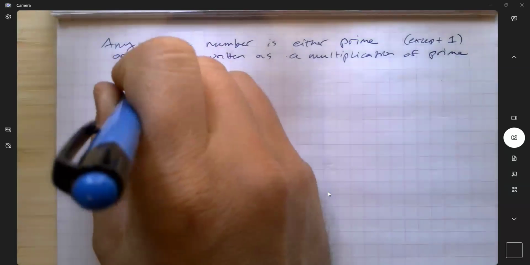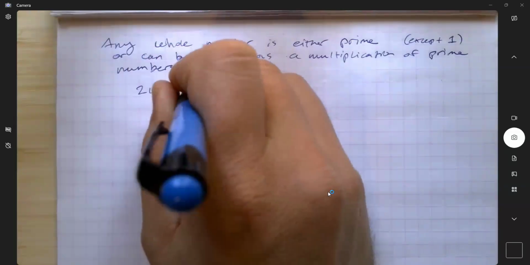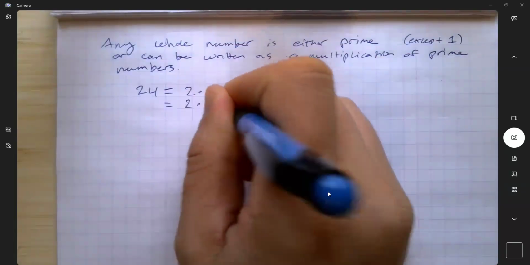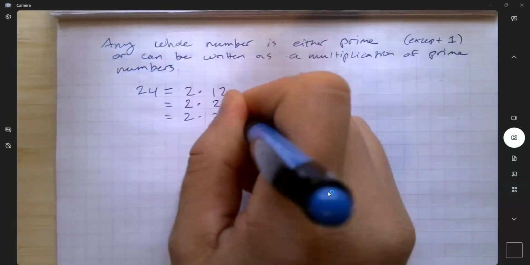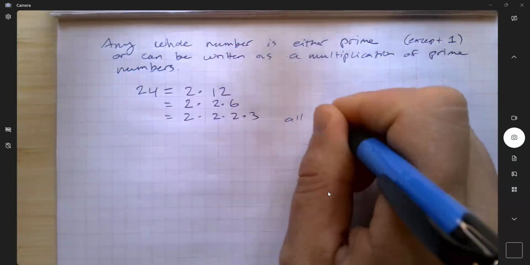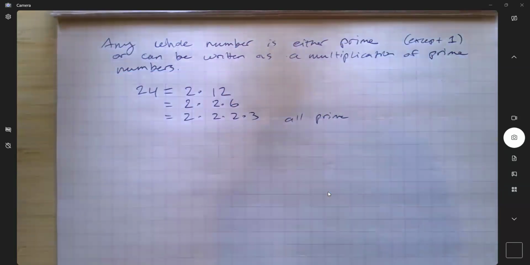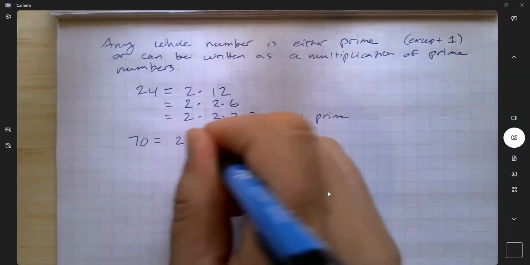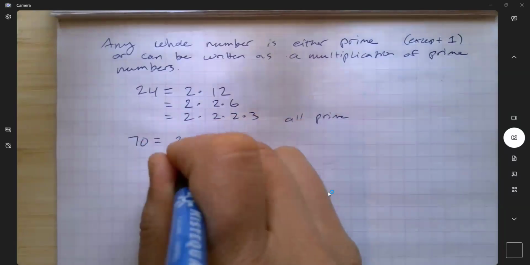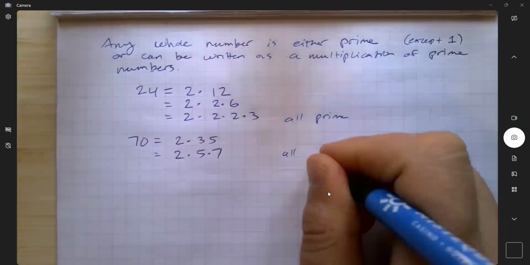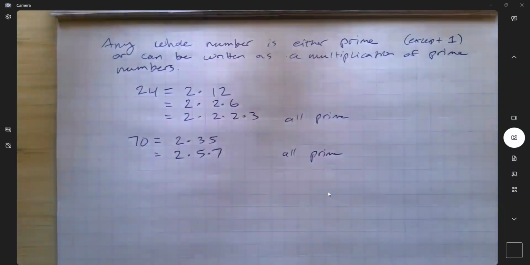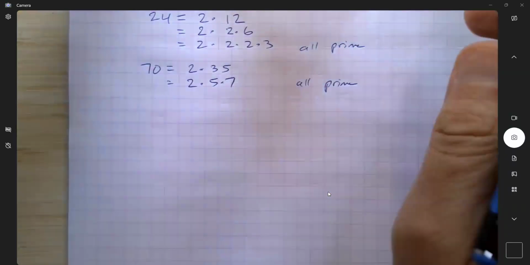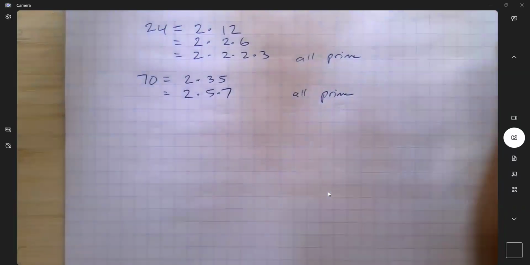For example, 24, well, that's 2 times 12. And 12 is 2 times 6, and 6 is 2 times 3, and these are all prime numbers. 2 is prime, and so is 3. 70, well, that's 2 times 35, and 35 is 5 times 7, which are all prime. This is called the prime factor decomposition. Decomposition means taking apart.